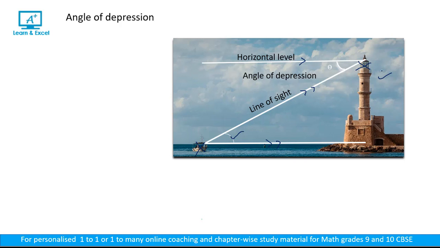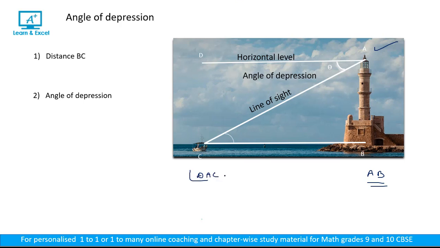Now let us first name all the points in the diagram and then let us find the height of the lighthouse. We have to find the length of the lighthouse, which is AB. Now to find AB, we have to first be given two things. One is the distance BC and the other one is the angle of depression. Now here we can see that angle DAC is equal to angle ACB. We can name this angle also as theta because these two horizontal lines are parallel to each other, and these two angles make alternate angles.